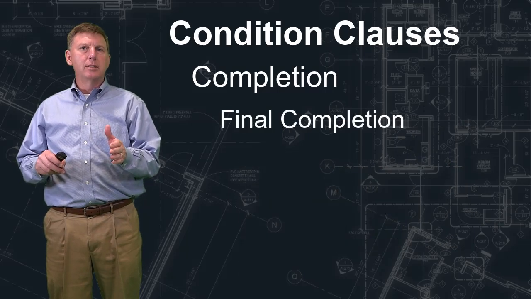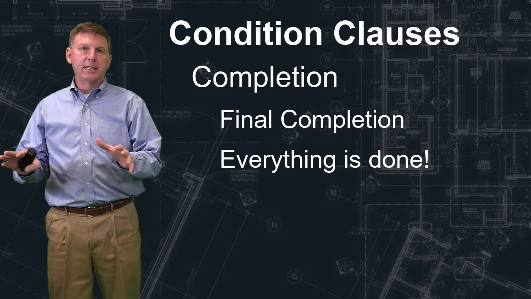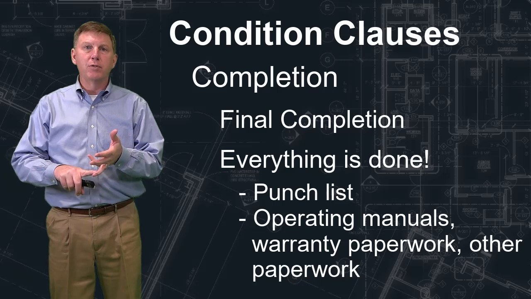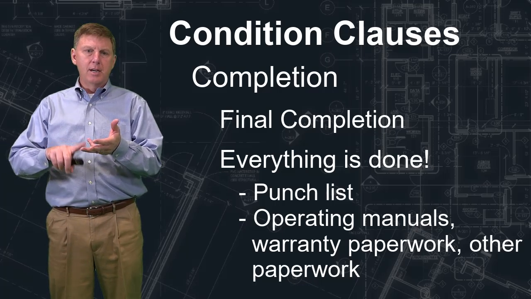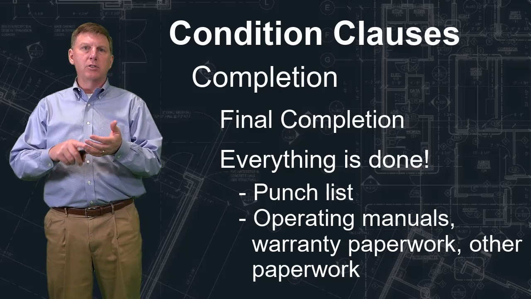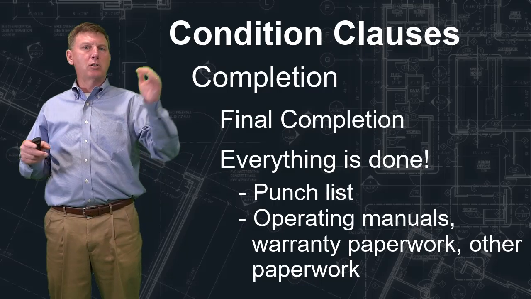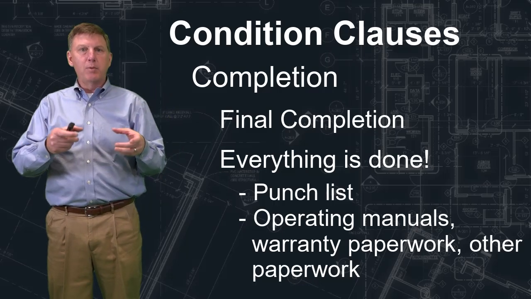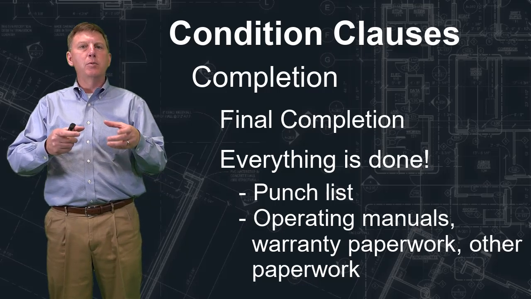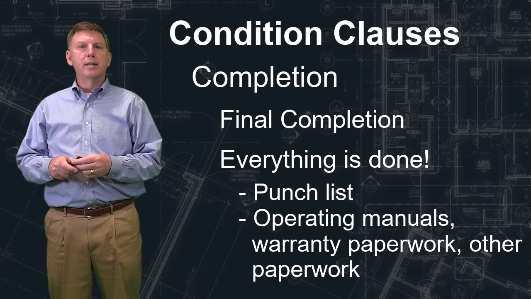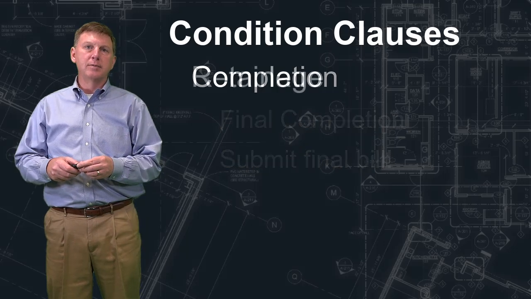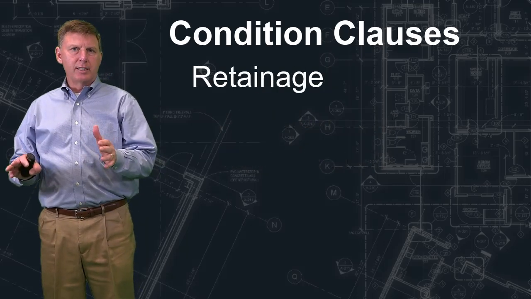Final completion is when everything is done. You finished your punch list. You put together the project manual for the project, which includes all of the operating manuals for all the systems, all the warranties, everything else is complete. Now, the warranty starts at substantial completion, but you may want to include the documentation for the warranty with your final completion project book, something that you would want to organize really well for the owner that they can use to manage the building. At this point, you can submit your final billing. Retainage is an interesting thing in construction.